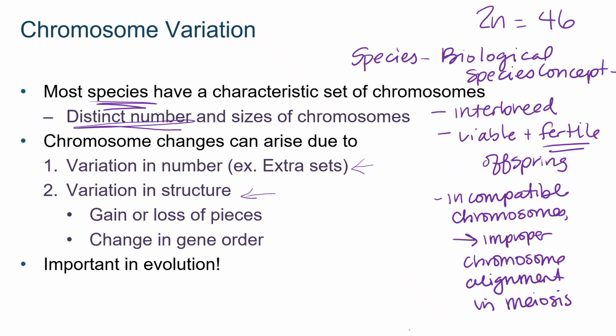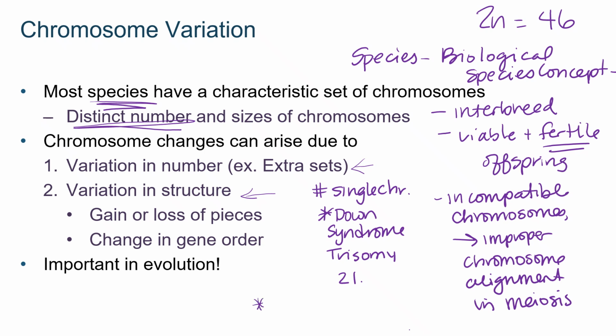So this can be a number change of a single chromosome, like in the case of Down syndrome, which is what we would call a trisomy, meaning that there are 3 copies of one chromosome, specifically chromosome 21. So another name for Down syndrome is trisomy 21. We could also talk about those extra entire sets, and that was our polyploidy that we talked about in our example.